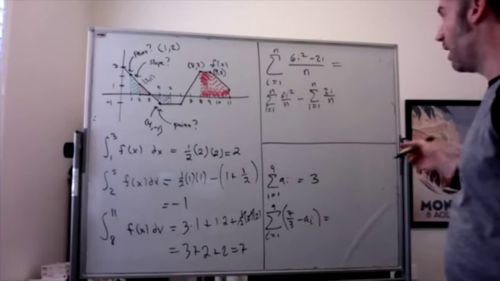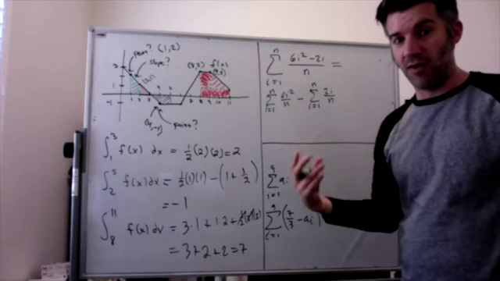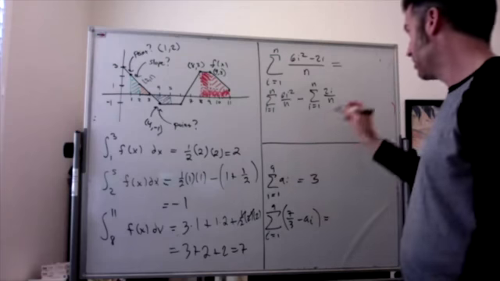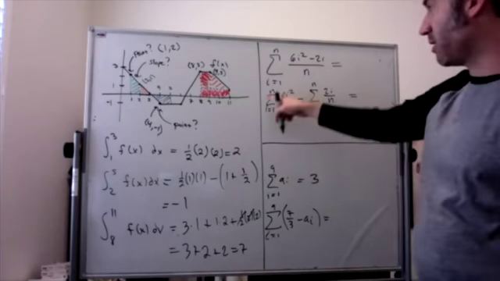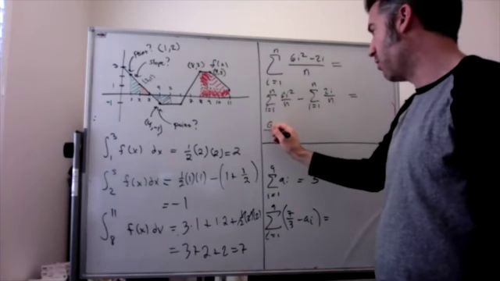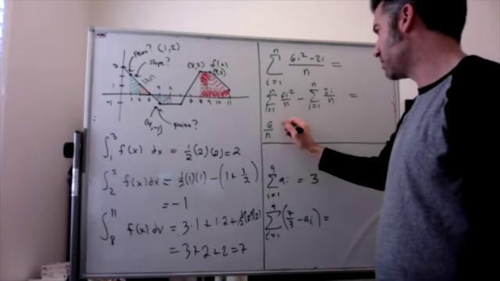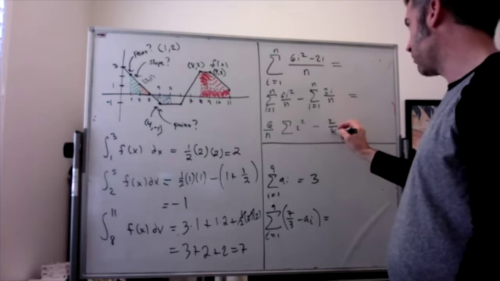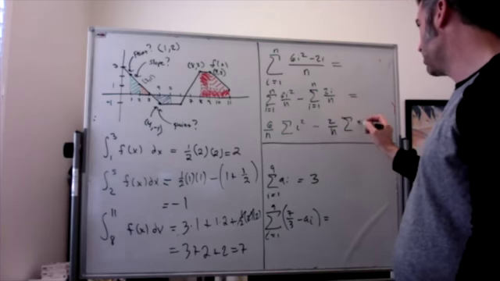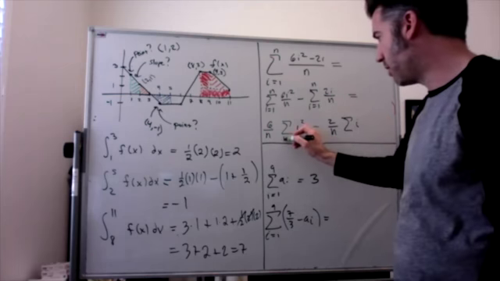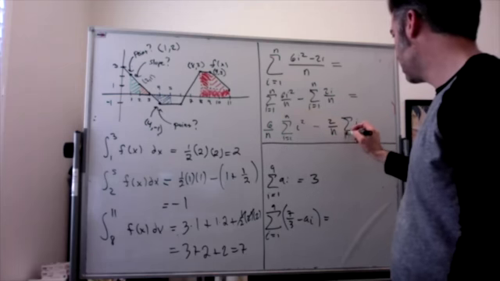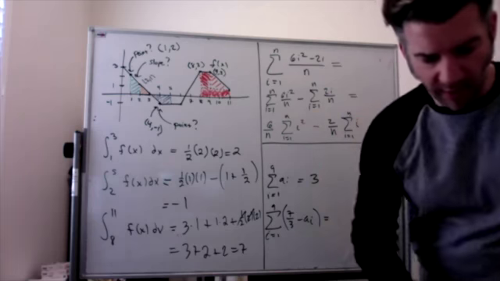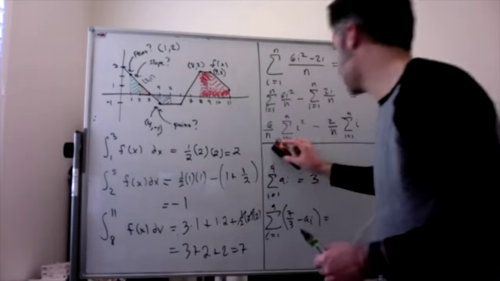That's all right. And then we're going to factor out any constants that are not i, meaning I'm going to write this part here as 6 over n times the sum of i squared, minus 2 over n times the sum of i from i equals 1 to n. And then I'm going to erase a little bit here.